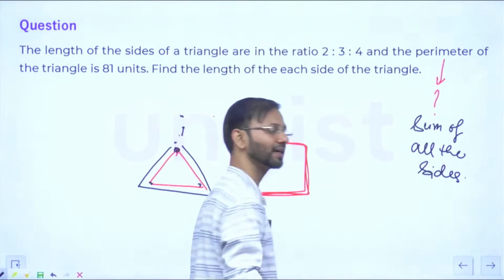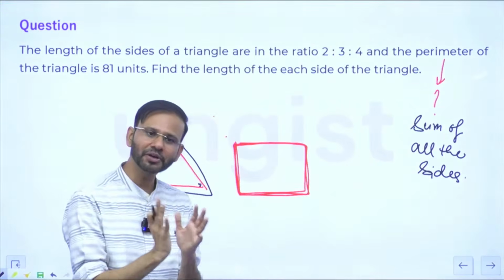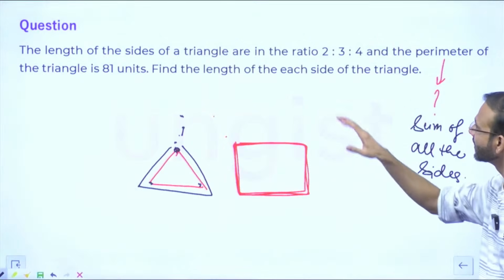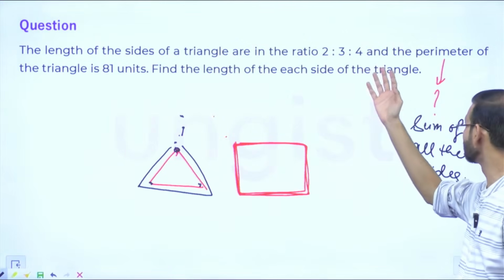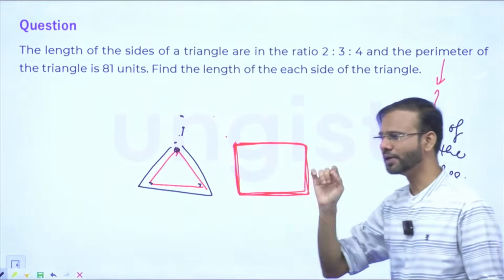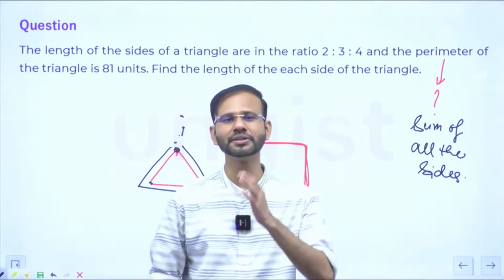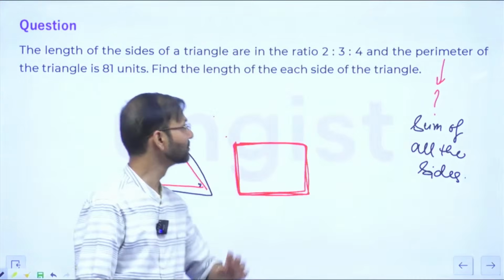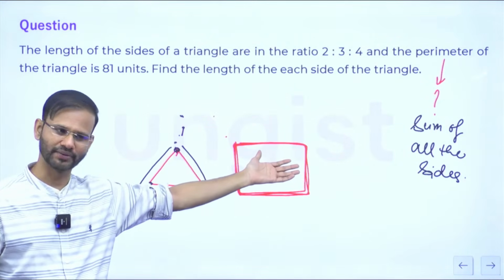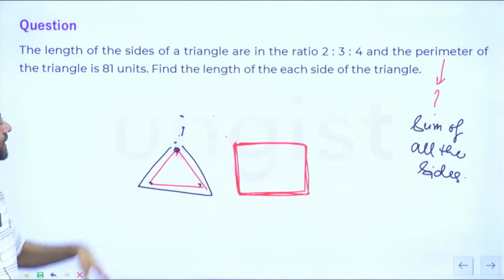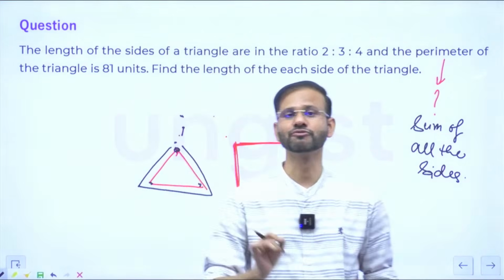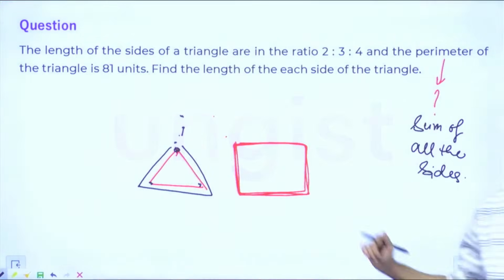Getting it, everyone? Right. So the hidden meaning of this question is, guys, saying the length of the sides of a triangle are in this ratio and the perimeter of the triangle is 81. It means the hidden meaning of this question is you just need to divide 81 in the ratio 2:3:4. That's it. Right, everybody? I repeat, the hidden meaning of this question is divide 81 in the ratio of 2:3:4. That's it. Just read the question once again.